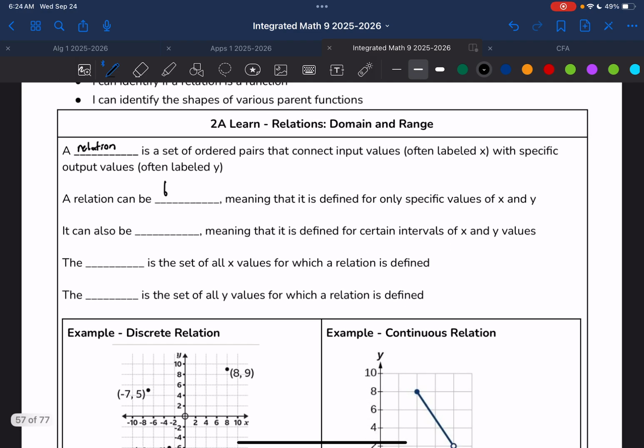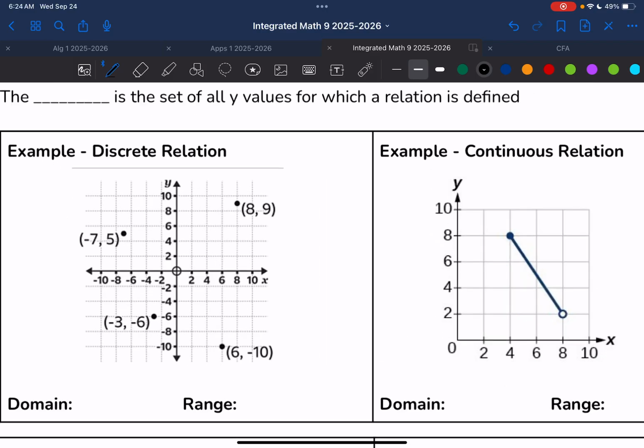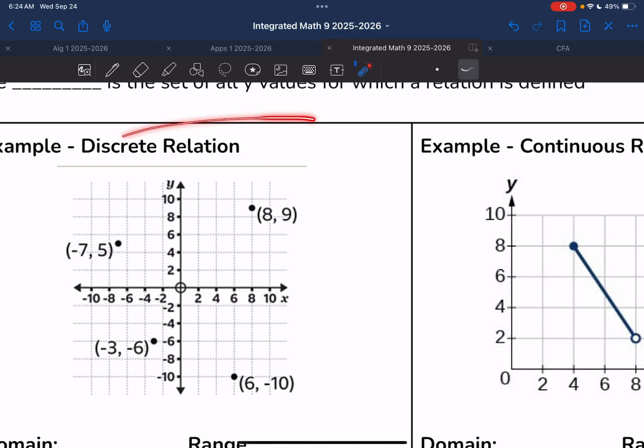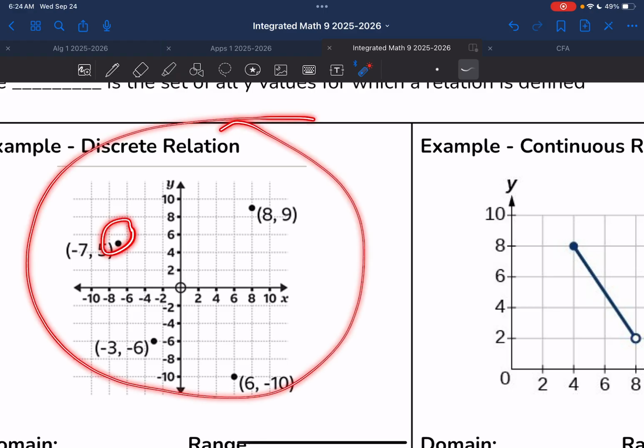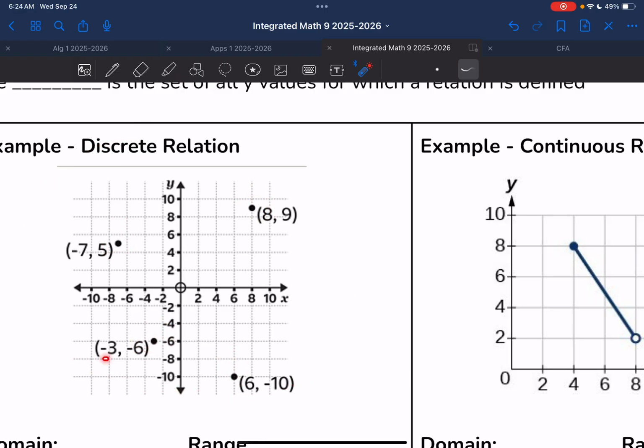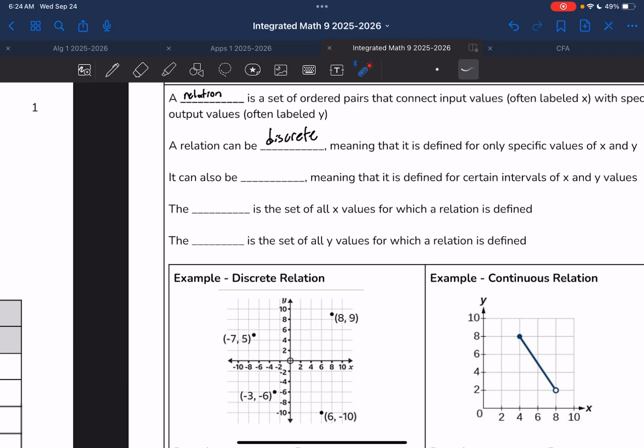And a relation can be discrete, meaning that it's defined for only specific values of x and y. That's what we see over here, right? This is a discrete relation because we have 4 different discrete sets of x and y values, right? -3 for x goes with -6 for y, 8 for x goes with 9 for y.